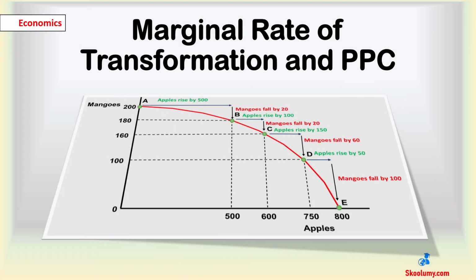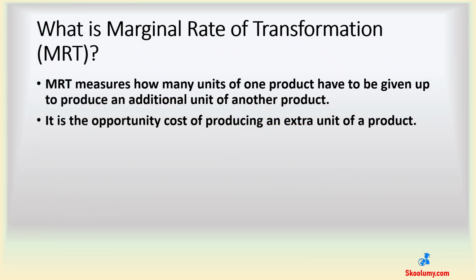Marginal Rate of Transformation and PPC. What is marginal rate of transformation? Marginal rate of transformation measures how many units of one product have to be given up to produce an additional unit of another product. It is the opportunity cost.